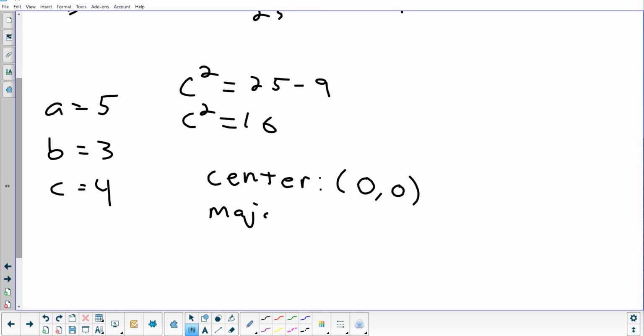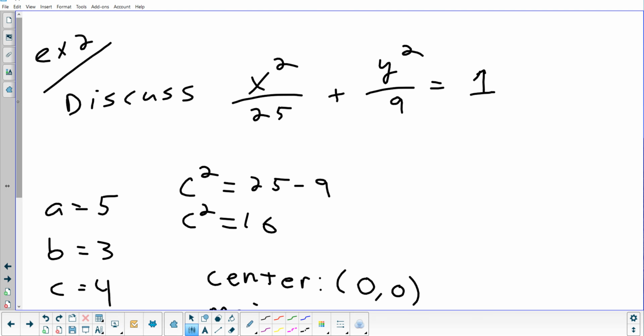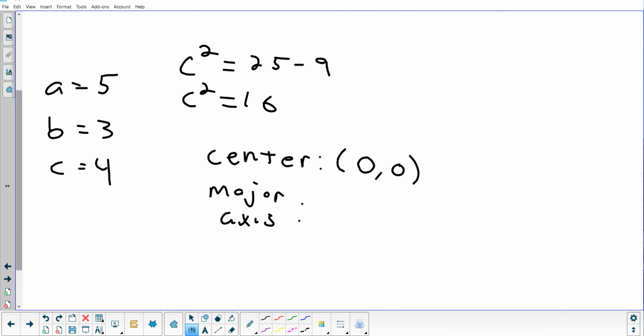Major axis. I want to know if it's horizontal or vertical. Those are your 2 choices. Which way does the major axis go? Horizontal. How do you know that? Because the bigger number is under the x. Right. The bigger number is under the x, so that means the major axis goes in the x direction. So major axis is horizontal.